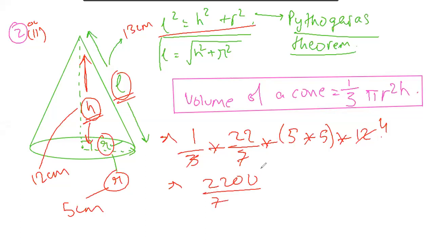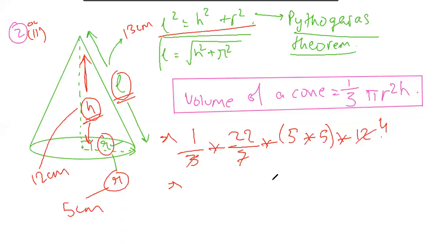But this is centimeter cube. So for the sake of direct calculation, we will divide this by 1000, so that it directly gets converted into liters. So finally, when we divide it by 1000, we get the unit as liters.